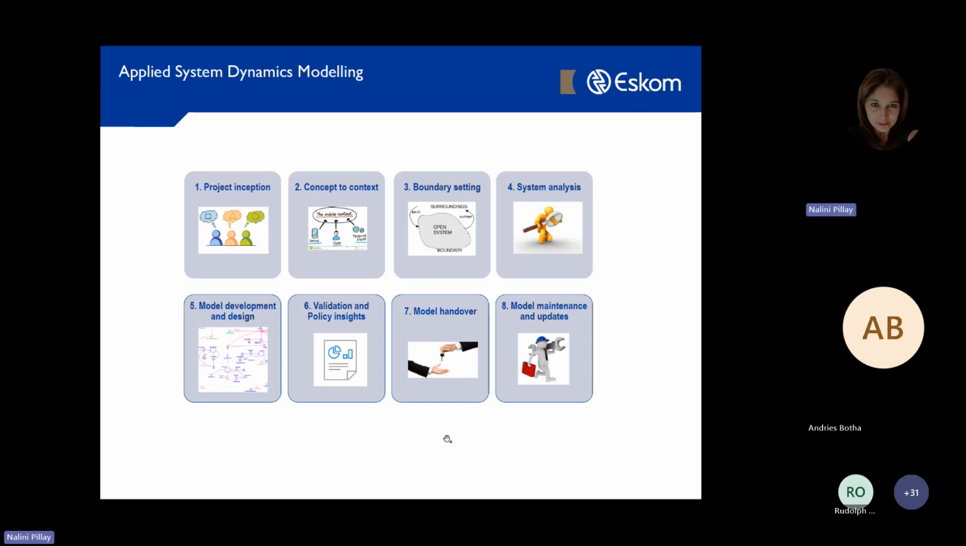This is the 8-step process that we used in terms of modeling. I'm not going to go into the detail of it, but it is available in the book that's been co-authored by myself, Andres, and Professor Josephine Masango. If anybody would like to get a copy of the book, please do write your details in the chat.